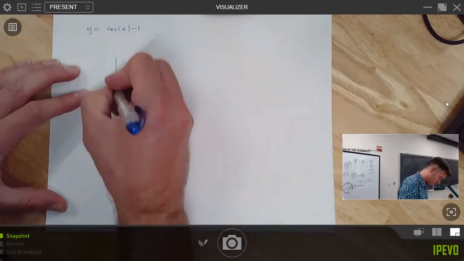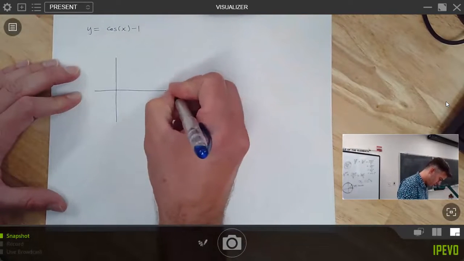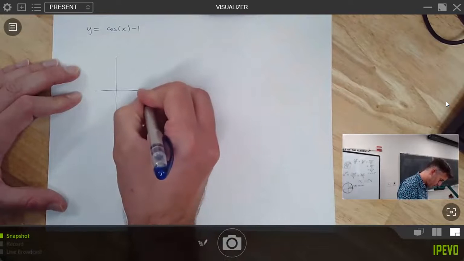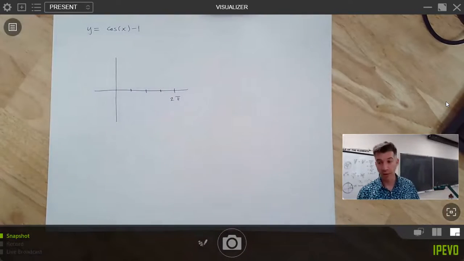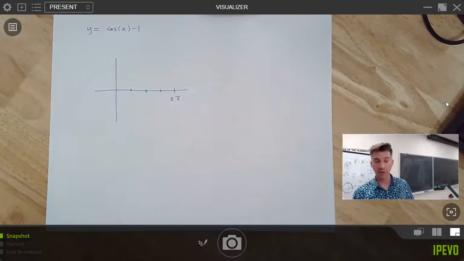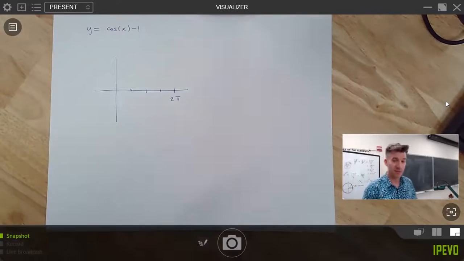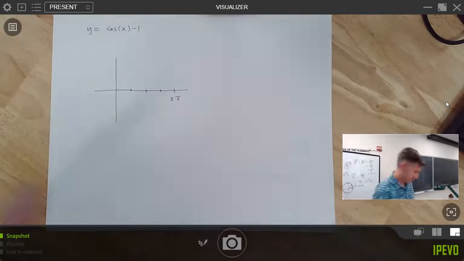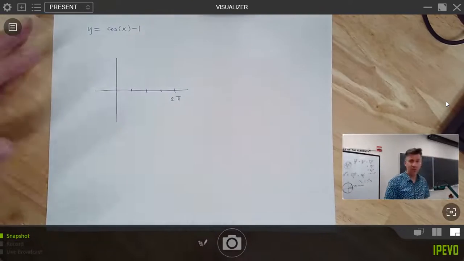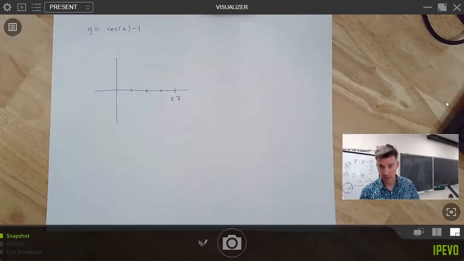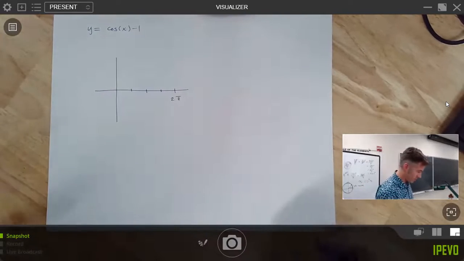So still the usual period of 2 pi, still breaking it up into 4 equal sections. You're always breaking your period up into 4 equal sections when you're graphing sine or cosine, at least if you're doing it the way I suggest. And then we're going to shift everything down 1. I don't really want to draw all the points or make a table with all the points. I just kind of want to say what it is.